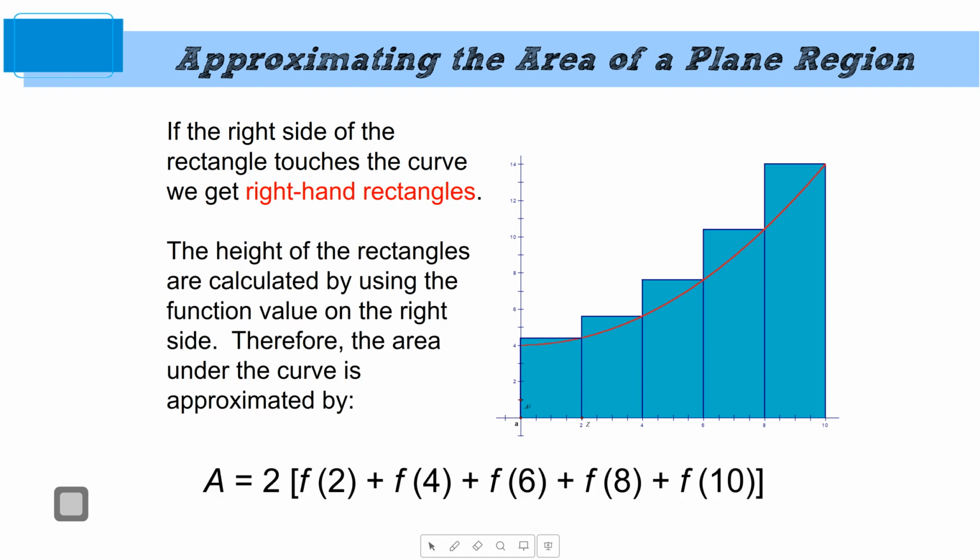Right-hand rectangles, same thing, just on the other side. Now notice in right hand in this case, I'm including the 10 because it's hitting at 10. It hits at 2, 4, 6, 8, and 10.